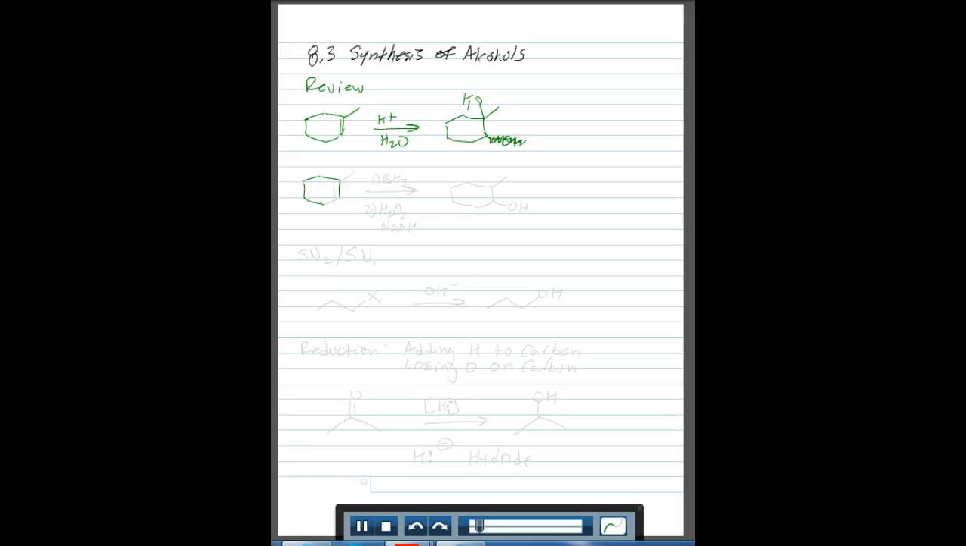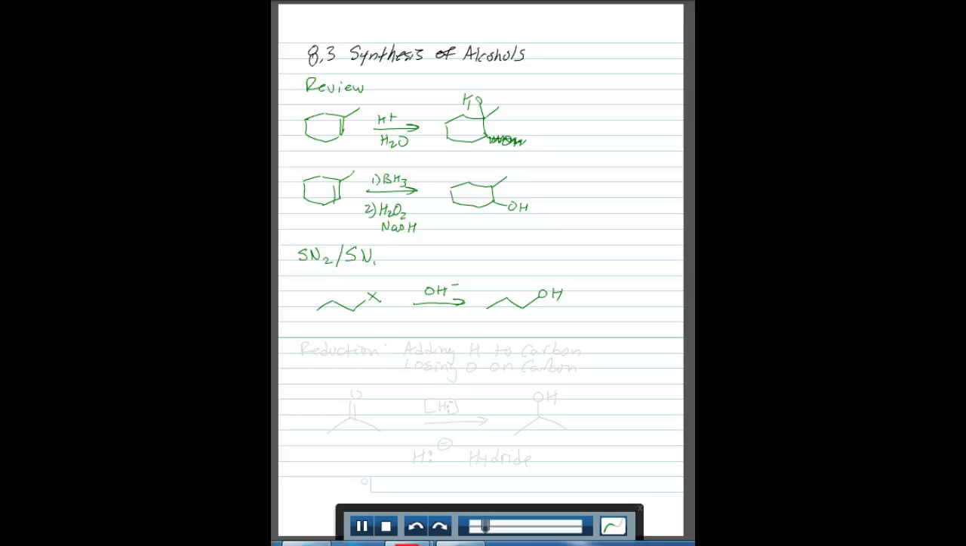We have learned the anti-Markovnikov, which is you add BH3, and then H2O2 and sodium hydroxide, and you get the OH on the least substituted position. All right, those are two reactions. The other one is SN1 or SN2. Take some sort of alkyl halide, I'm just going to put X, and add hydroxide to it, and you can make an alcohol out of that. So those are the three ways. One is Markovnikov, one's anti-Markovnikov, and one is wherever your halogen is, that's where your OH goes.